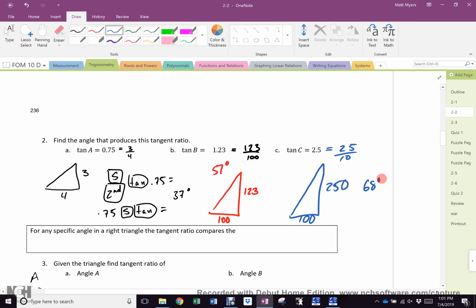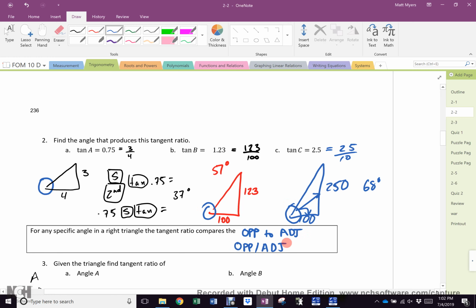68 degrees. Is everybody cool? All right, everybody should be. For any angle in the right angle triangle, the tangent ratio compares the opposite to the adjacent. Remember, opposite means across. So in all these triangles I've drawn, this is the angle that I care about because I am doing opposite, 250, over adjacent. Opposite divided by adjacent.